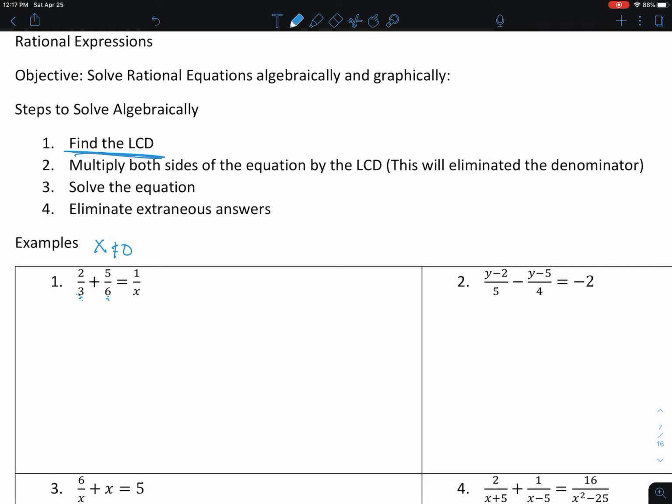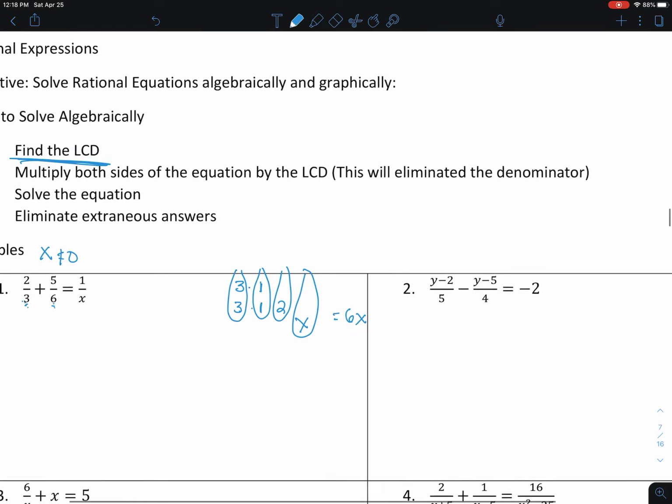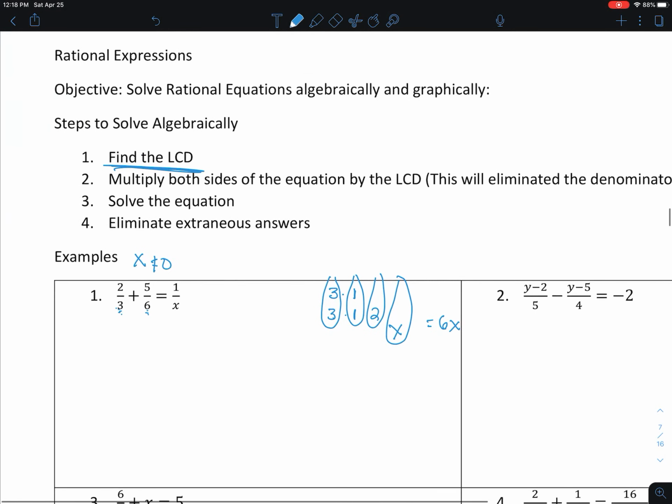Now, this says find the least common denominator. So this is how I find the least common denominator. I said that 3 is 3 times 1. 6 is 3 times 2 times 1. Notice how each factor is getting its own column. And the factors of x are simply x. So what I do is I multiply each of these columns together, and that gives me the least common denominator, which in this case would be 6x. 3 times 2 times 1 times x. So my least common denominator is 6x.